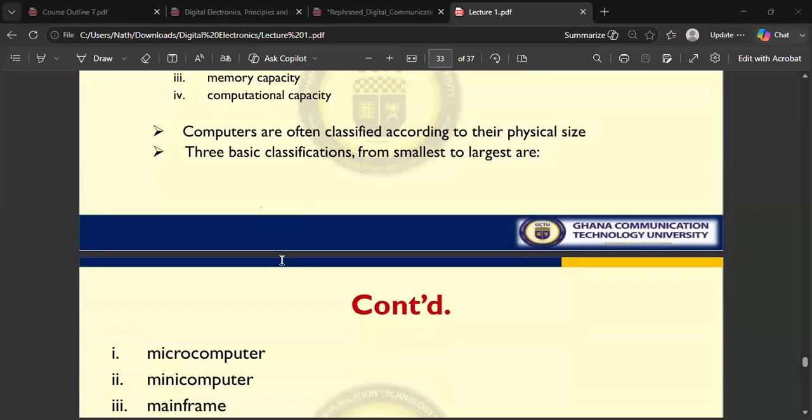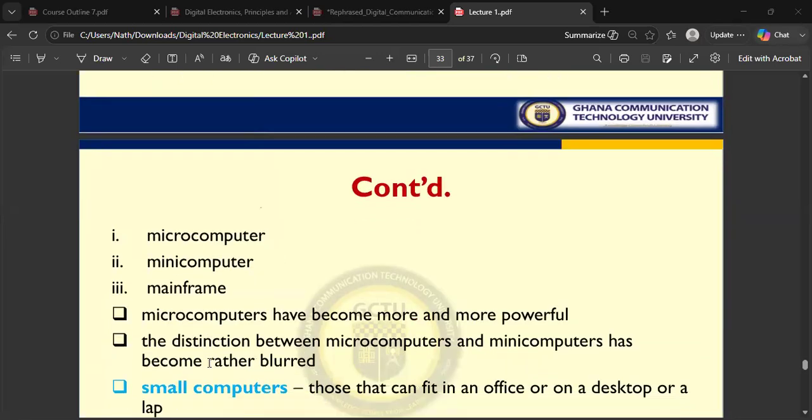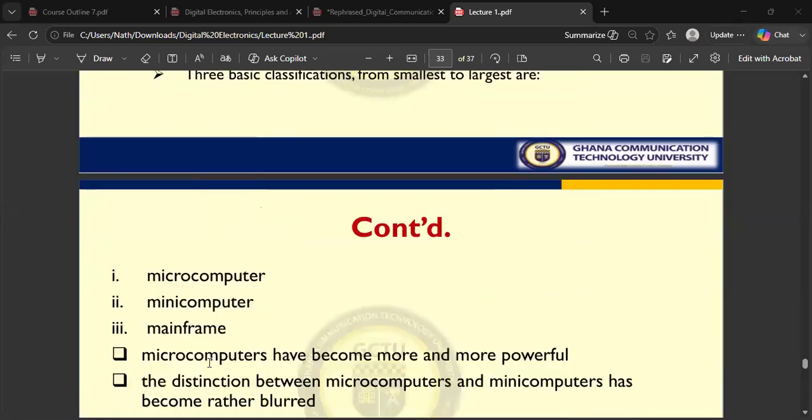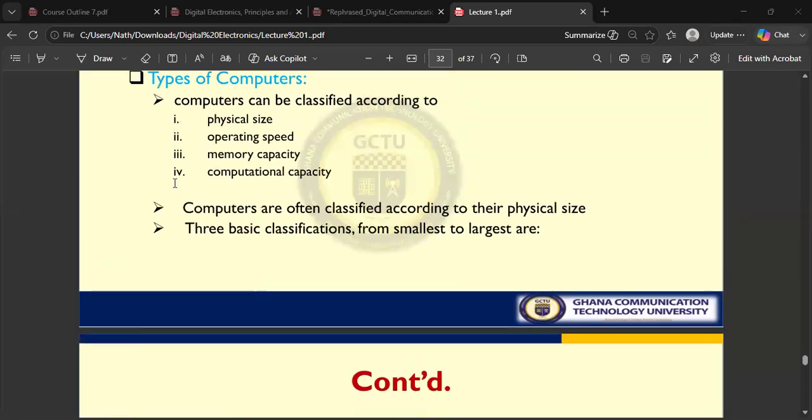But these are the types themselves. We have the microcomputer, which is smaller, and then the mini computer, which is actually bigger than the micro. Then we have the mainframe, right? We can look at them based on size, operating speed, memory capacity, and all that. The microcomputers have become more and more powerful, so they have a higher operating speed than the mini computers and then the mainframe, right?